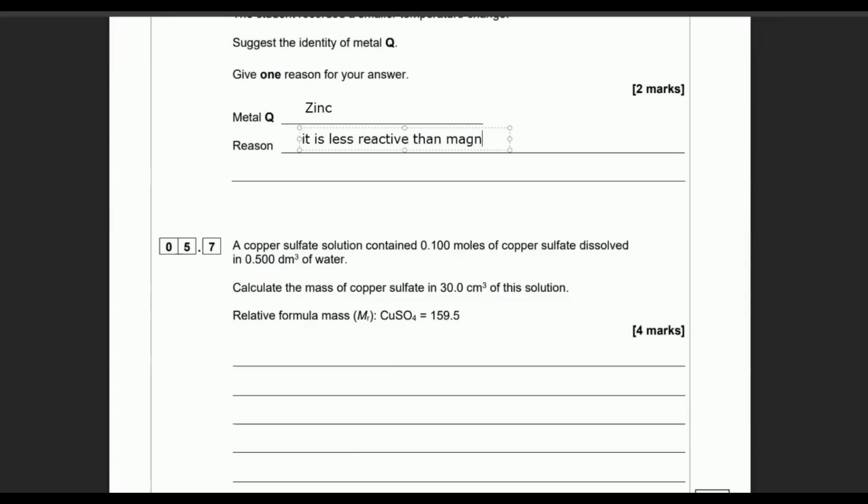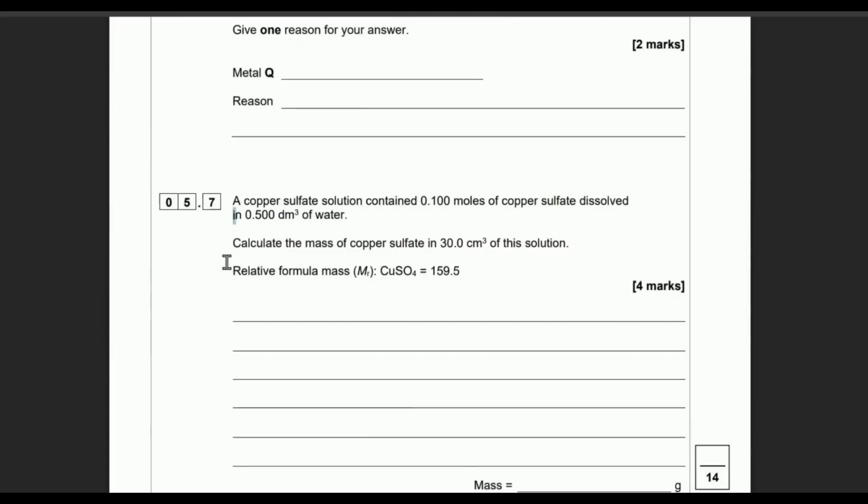Magnesium's pretty high up, so they're giving you quite a range of things you could say. You could have said iron, etc. So yeah, zinc, and because it's less reactive. But you could say really any less reactive metal.